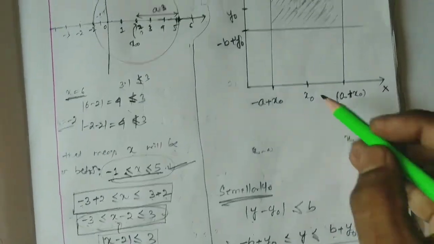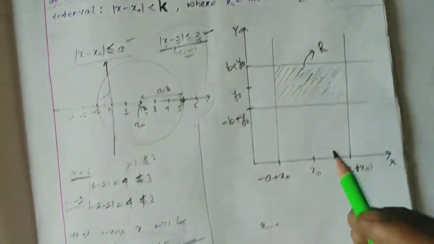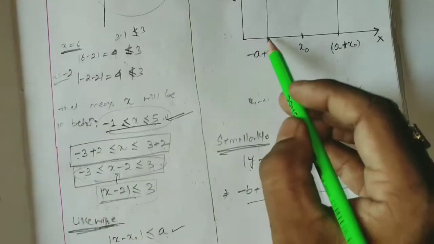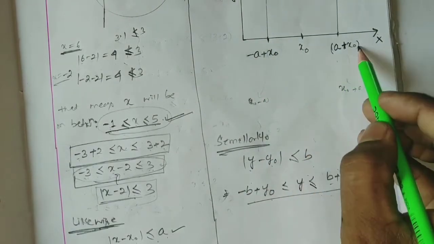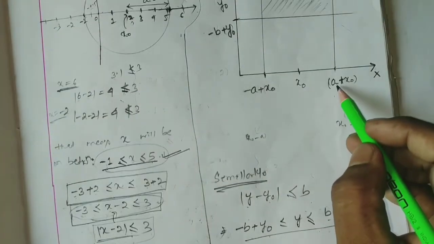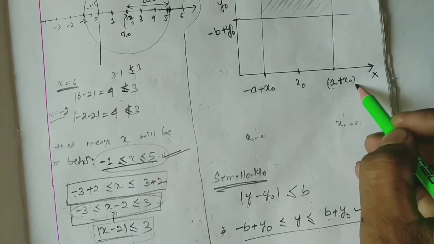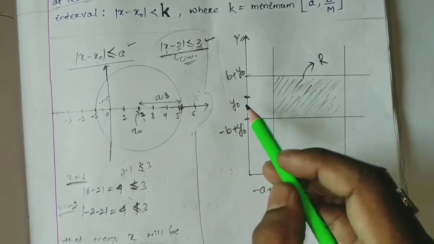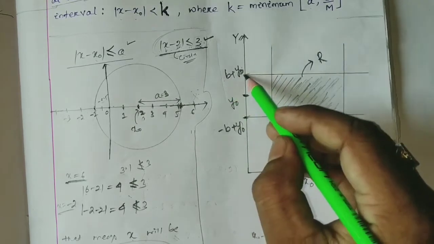So here if this is considered as x, this is considered as y, and if this is your x0, so x0 minus a, let this be the point, that is your x0 minus a, x0 plus a, here a plus x0 we can write, a plus x0, this one. Okay, this point. Likewise, if this is your y0, so y0 minus b will be this point, y0 plus b will be this point.